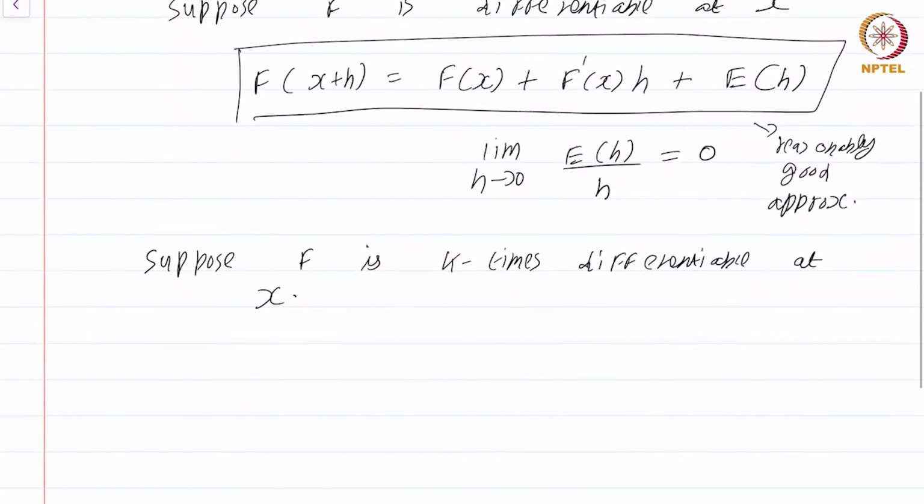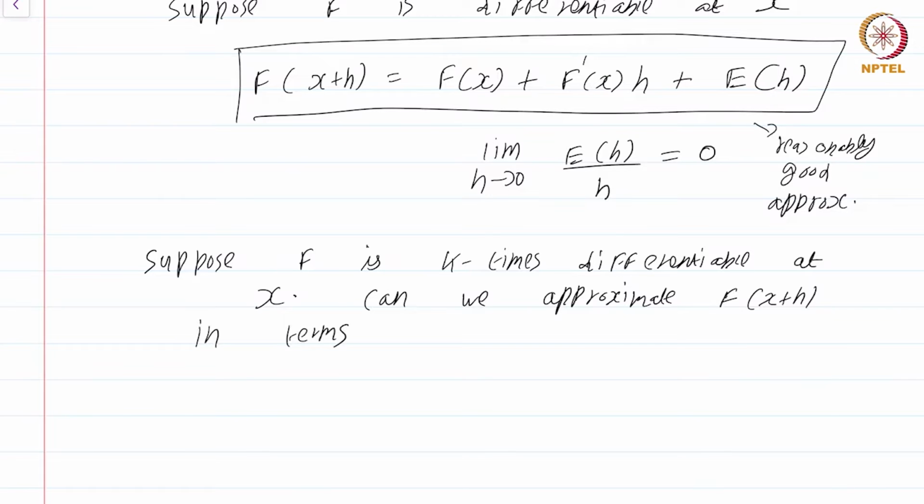Now, one would like to have an approximation of f of x plus h in terms of the data that you have about f at the point x. So, can we approximate f of x plus h in terms of f at x? So we can do an approximation because k times differentiable automatically means it's once differentiable, and we have this approximation. Of course, the goal is to do much better than this by using the higher derivatives.